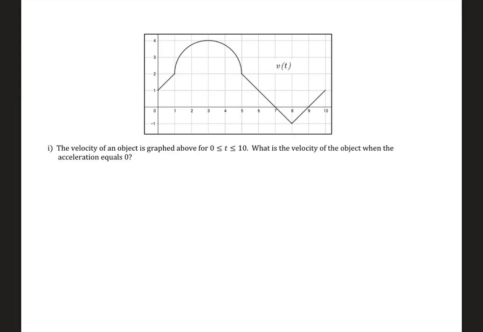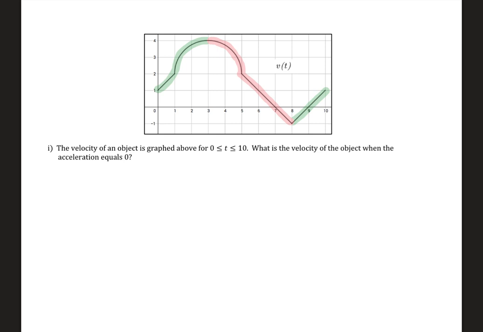Okay, so letter I says the velocity of an object is graphed above for t between 0 and 10. What's the velocity of the object when the acceleration equals 0? Just to see what's going on, this is the whole time when the acceleration is positive, because whenever the function's increasing, the acceleration is positive. Whenever velocity is decreasing, that means acceleration is negative. So all these times the acceleration is negative.